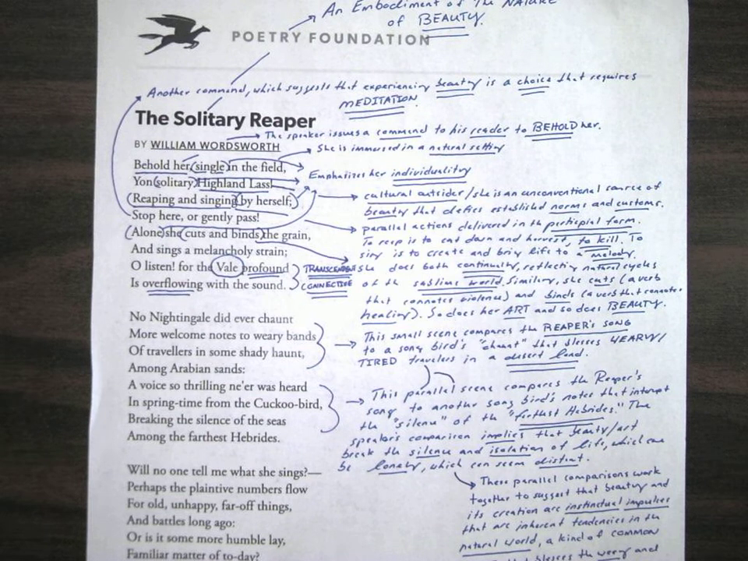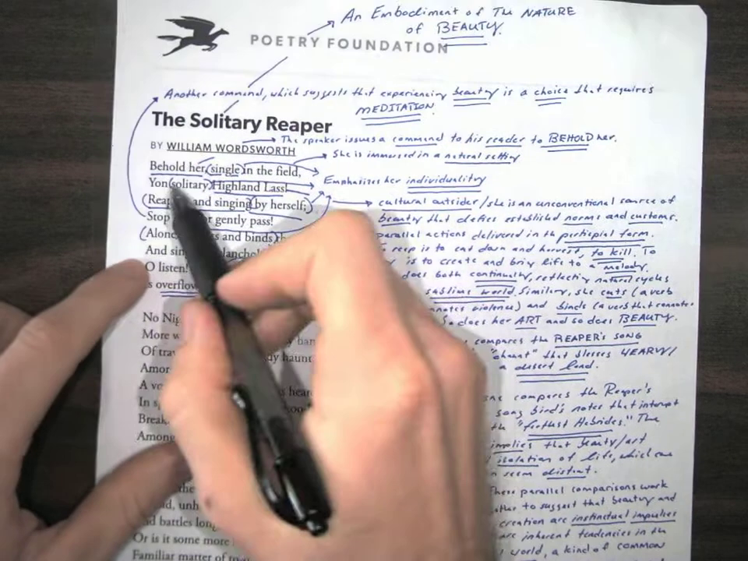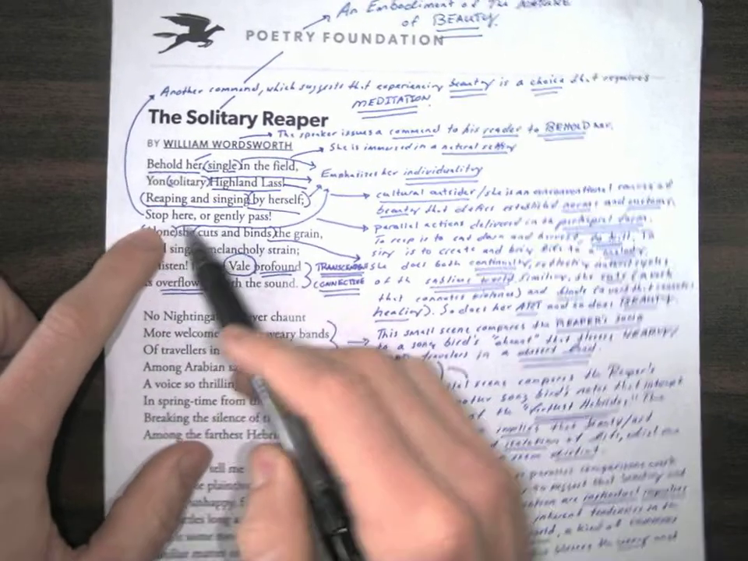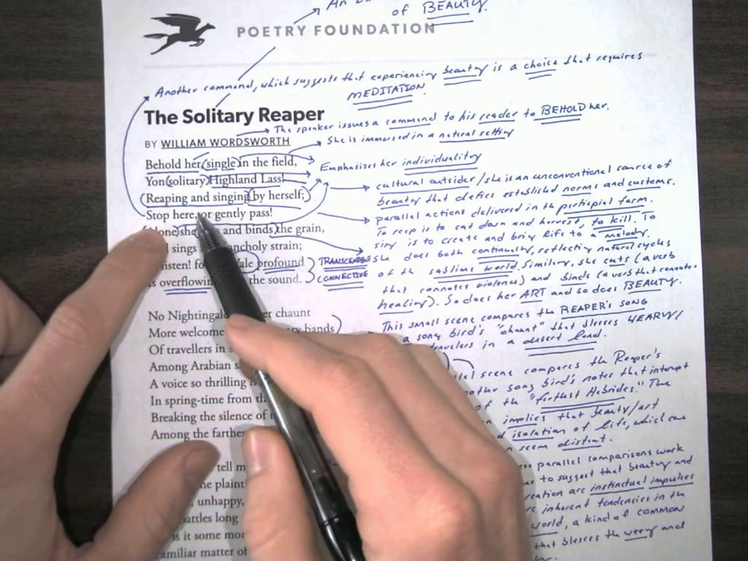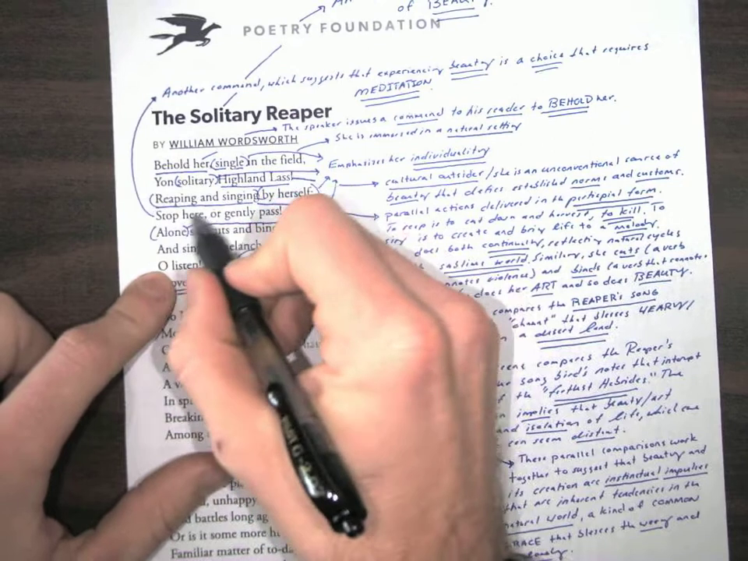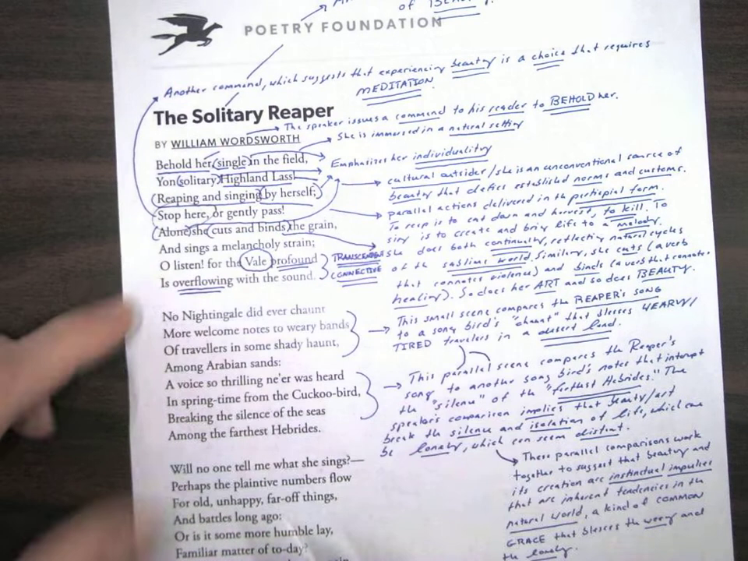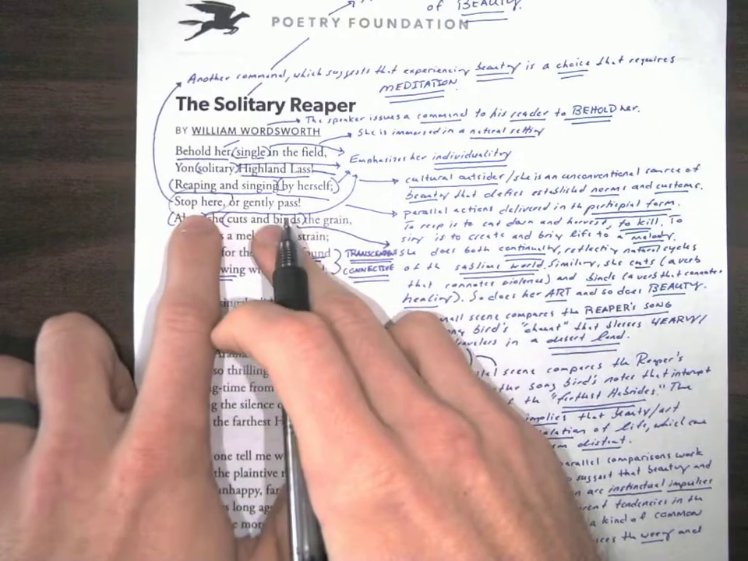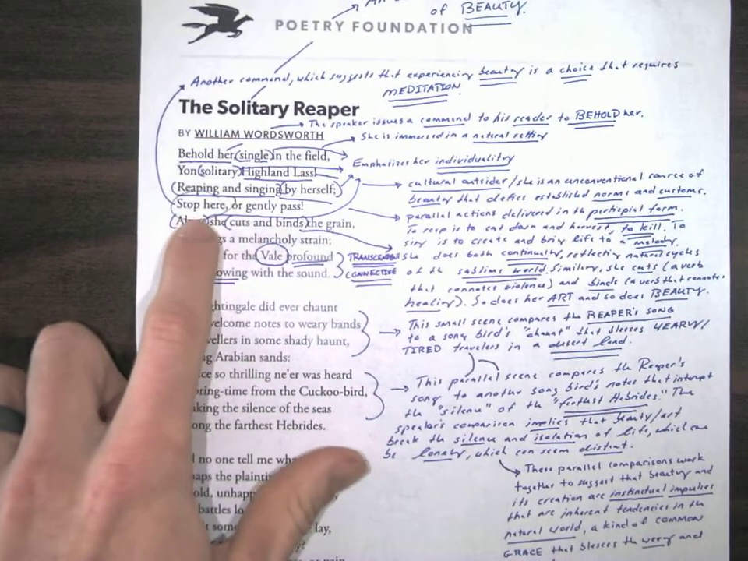Stop here or gently pass. That's another interesting command, right? This is another command that suggests very much like behold her. Okay? He says, in order to behold her, what do you have to do? You have to stop. Okay? So this command suggests that experiencing beauty is a choice that requires, okay, he gives you a choice. Stop here or you can leave.